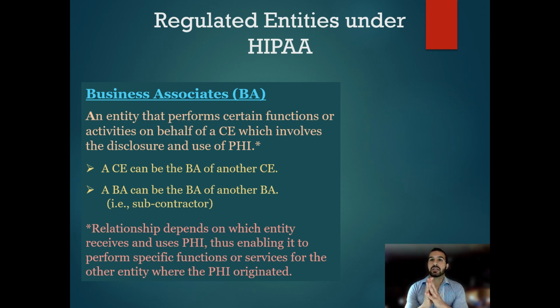So when you have a business associate relationship, the covered entity can't just share all the PHI that it has with the business associate. It can only share the minimum necessary amount of PHI that's required in order for the business associate to fulfill and perform the tasks which the covered entity is contracting it to do.